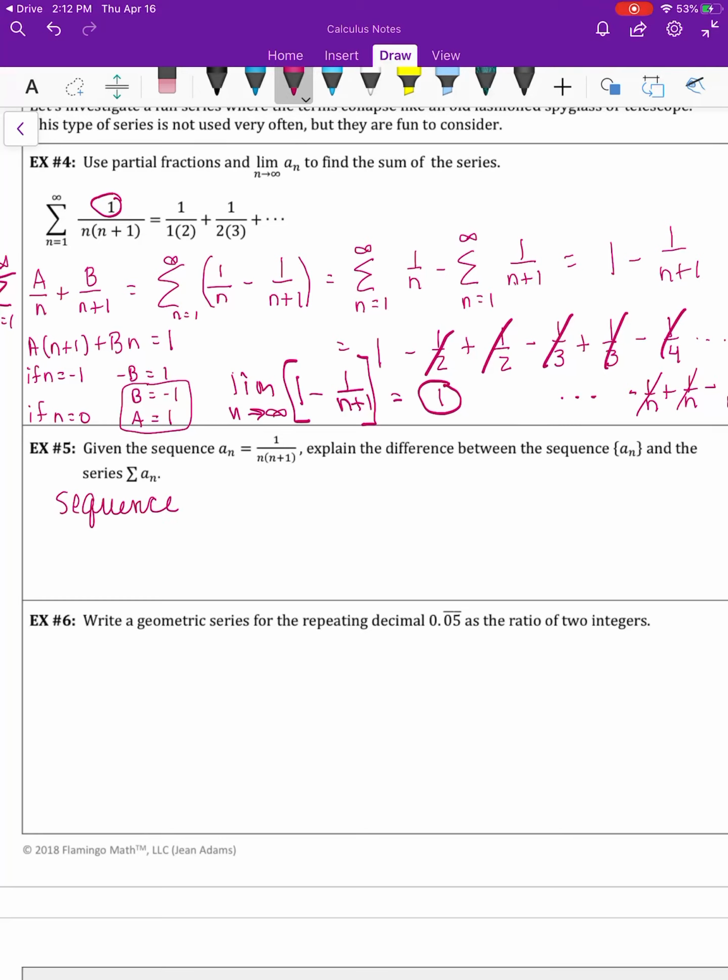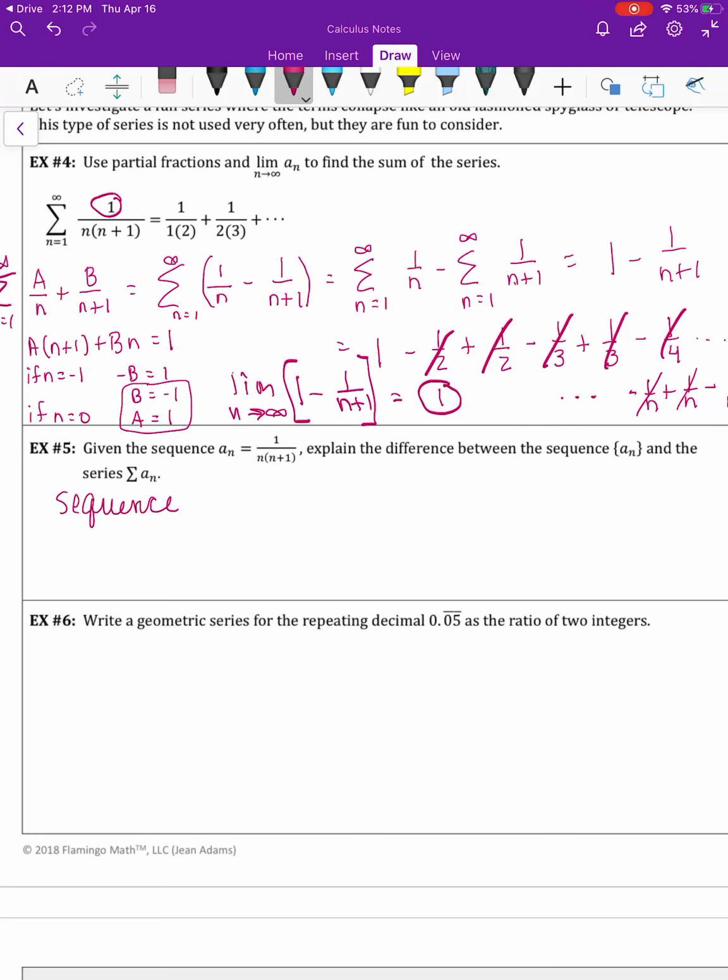So for this one, remember what we said about sequence. Sequence is not the summation, right? If we had sequence a sub n, that would look like this. 1/2, comma, because when I make that n equals 1, I get 1/2. When I make it n equals 2, I'm going to get 1/6. When I make it n equals 3, I'm going to get 1/12.